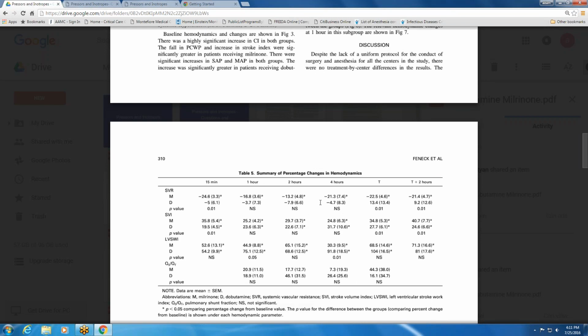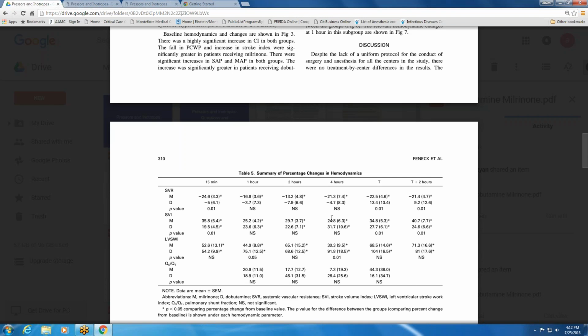The systemic vascular resistance went down further in the milrinone group. It's a frequent effect that we see of milrinone. Patients get more hypotensive in general on milrinone. In the dobutamine group, only slightly from that beta-2 agonism. And then if you look at the stroke volume index, though, the effect is almost exactly the same. And I think, in fact, in some cases, it's a little bit higher in the milrinone group.